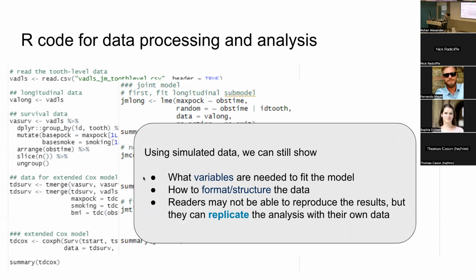And I think that's the key to being able to reproduce results, because the raw data is one thing, but the analytical data is another thing. The analytical data is the data that you actually throw into the function of the statistical software that produces the results, right? And it needs to be in a specific format or structure. Usually it's the same across software languages, but it needs to be in a specific format. And that's I think the most challenging thing to arrive at. And with this, readers may not be able to reproduce the results, but they can still replicate the analysis with their own data.